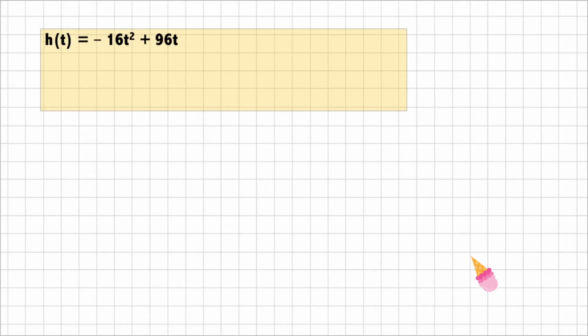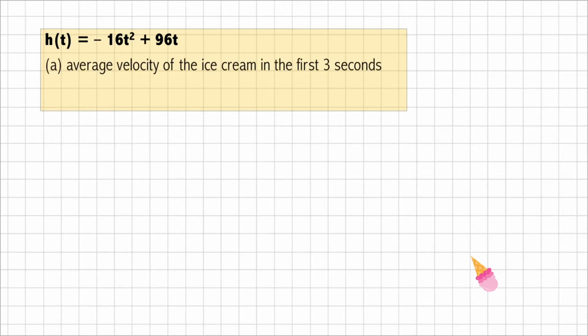Suppose the ice cream fell from the sky wherein its height in feet after t seconds is given by the function h of t is equal to 16t squared plus 96t. First, we are asked its average velocity in the first 3 seconds. Next, we are asked exactly how fast it is going at t equals 1 second, its exact velocity.